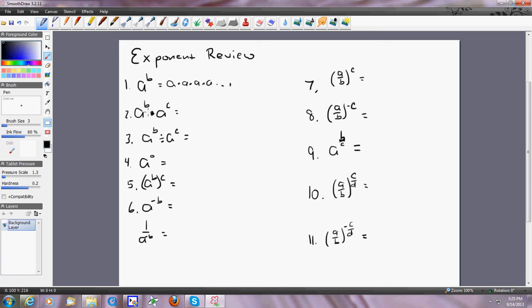If we are multiplying two numbers with the same base, and the key here is that they have to have the same base, you add the exponents, it's B plus C.